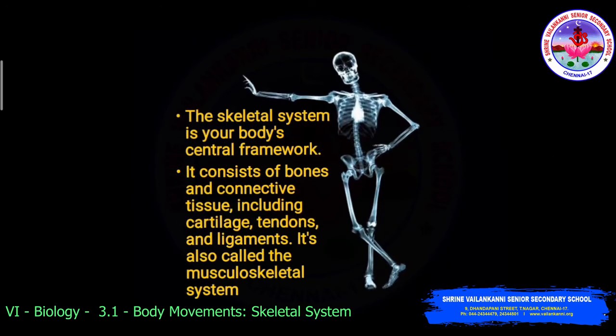The skeletal system is your body's central framework. It consists of bones and connective tissues including cartilage, tendons and ligaments. It is also called the musculoskeletal system. I repeat, it consists of bones and connective tissues, which include cartilage, tendons and ligaments.